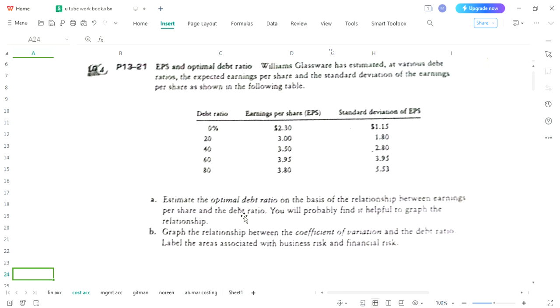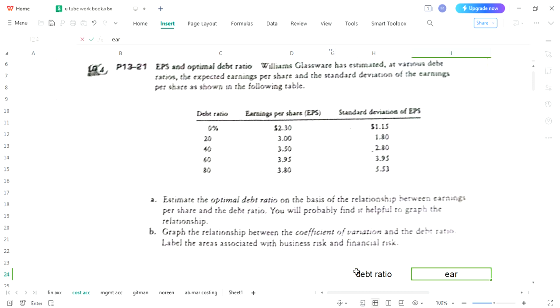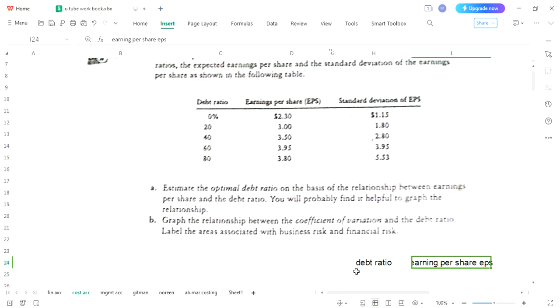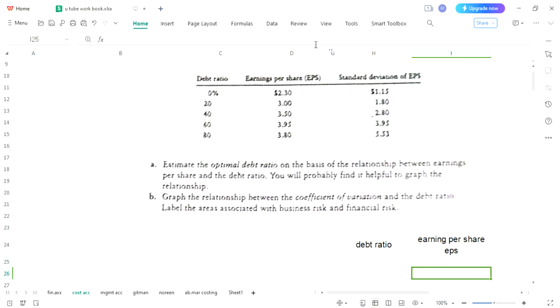Since it has been said to create a relationship between EPS and debt ratio, it's better to write down these ratios. There are two ratios we are asked to work with, debt ratio and earnings per share, EPS. The values which are given are present here, but somewhere we need to calculate them, so it's better to write them as they are.